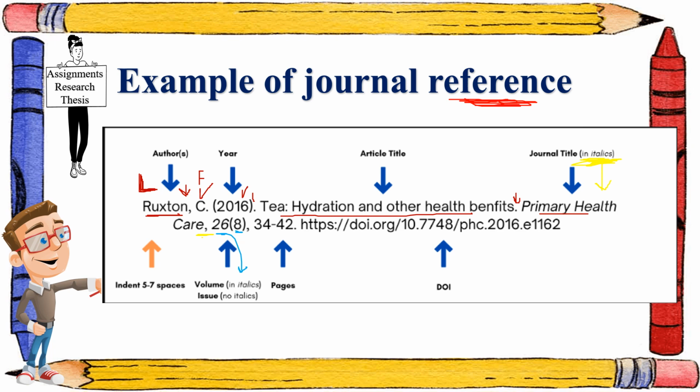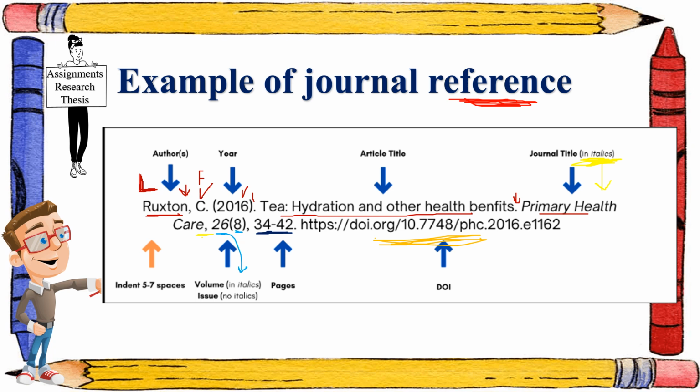Some papers do not tell you the issue number, so it's okay if the issue number is not given, skip it. If the page numbers are not given, skip it. But if it is given, you have to write it. Do not skip if the things are given. So the next thing is the page numbers after the comma, and the last thing is the DOI or URL. So this is the format to write the reference.